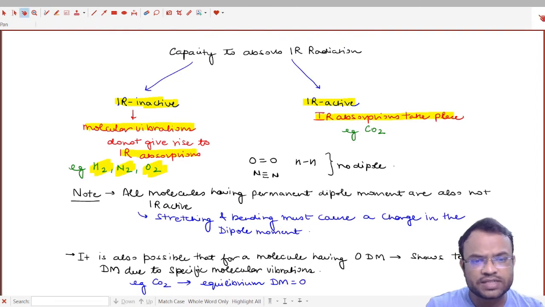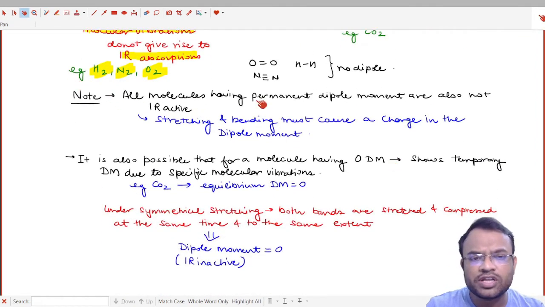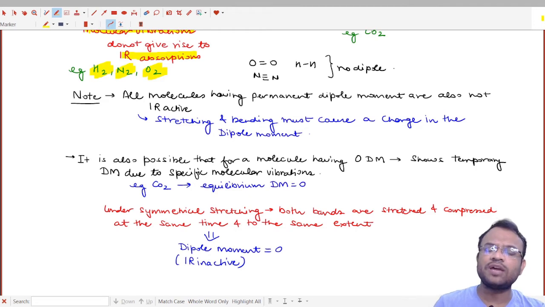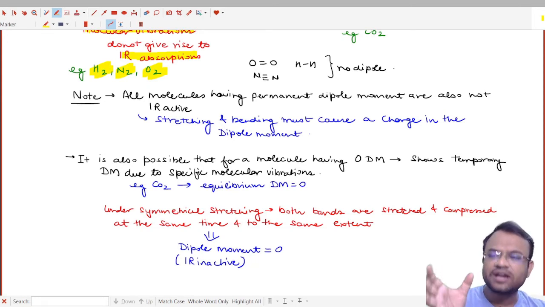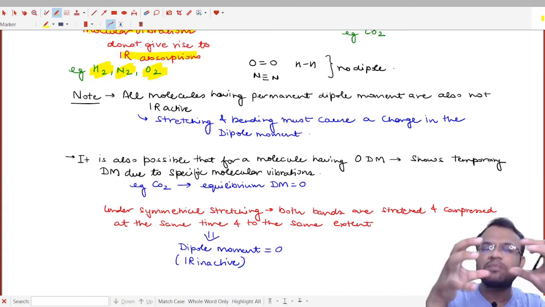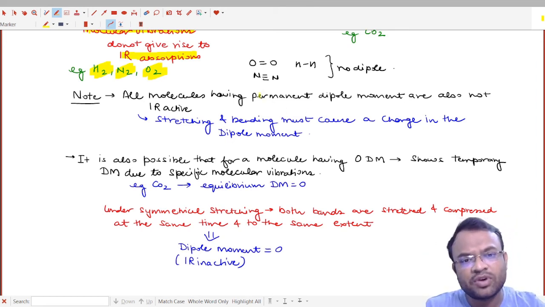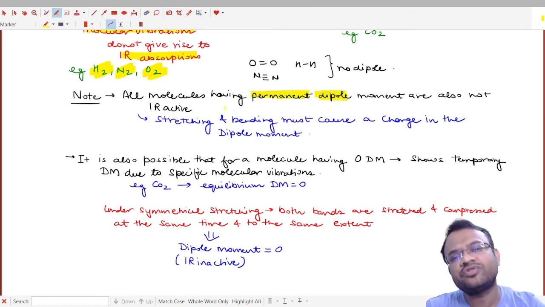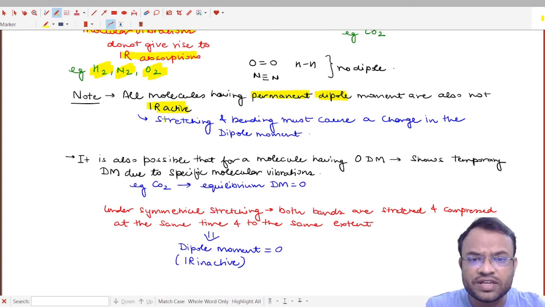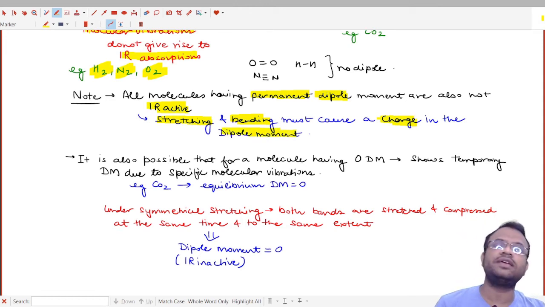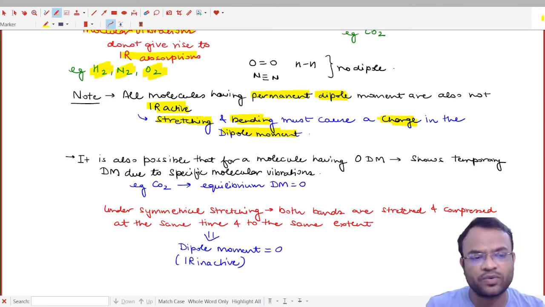Now understand this, this is an important note. All molecules having permanent dipole moments are also not infrared active. What do I mean? It is not necessary that a molecule having a permanent dipole will be infrared active. Why? Because I am continuously saying that there should be a change in the dipole, not a permanent dipole. I do not want the permanent dipole, I want a continuously changing dipole. So the molecules that have a permanent dipole moment might also not be infrared active. The stretching and the bending should be able to produce a change in the dipole moment, and only then can they be considered infrared active. This is what I wanted to say over here.